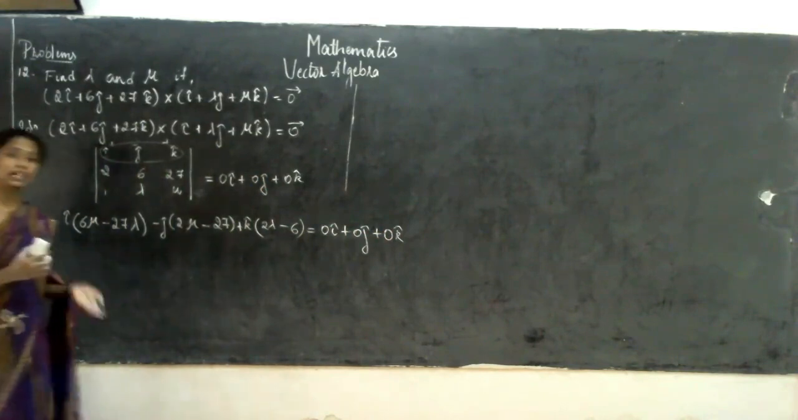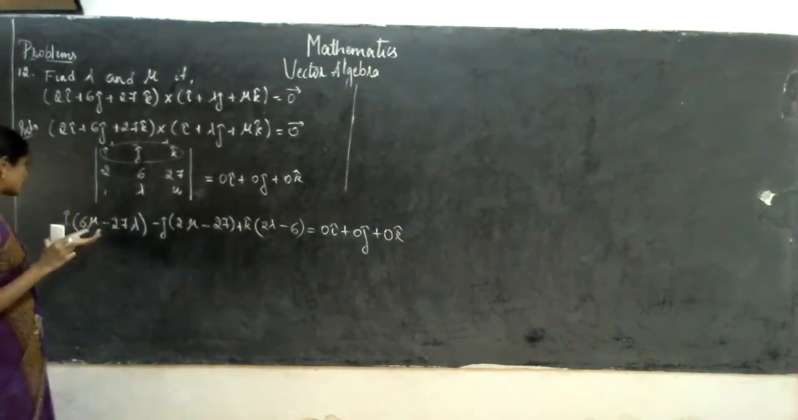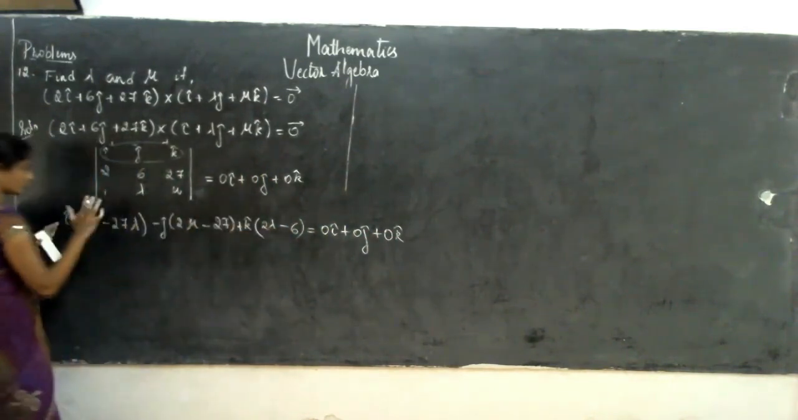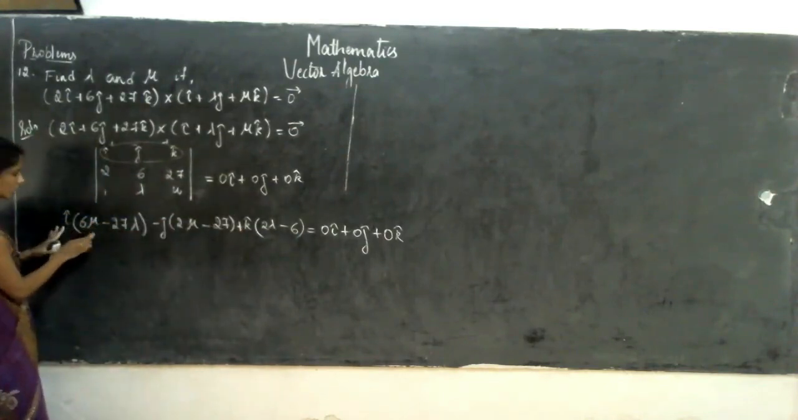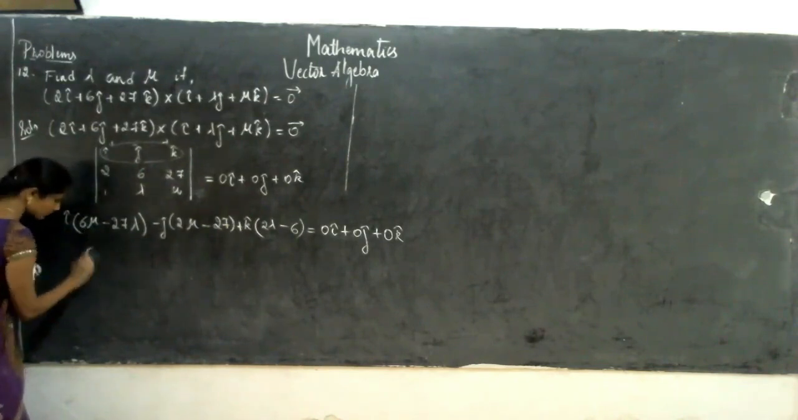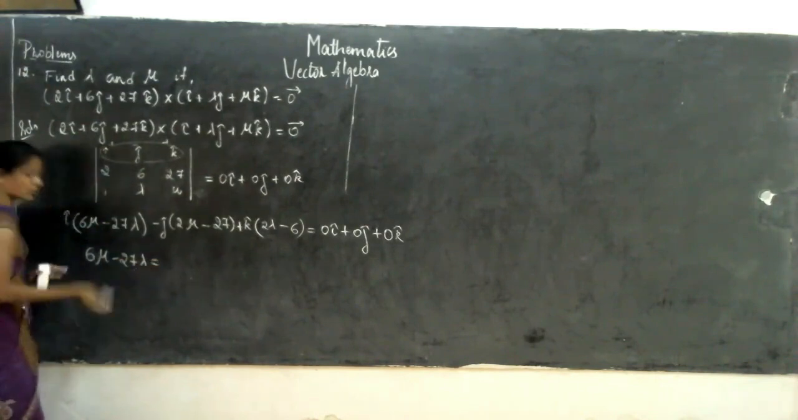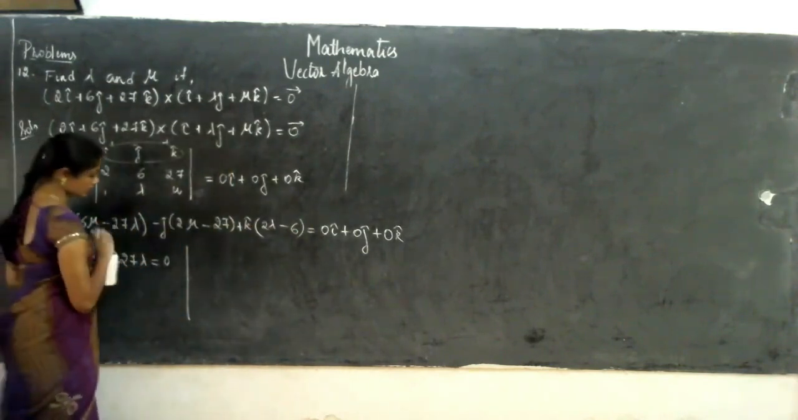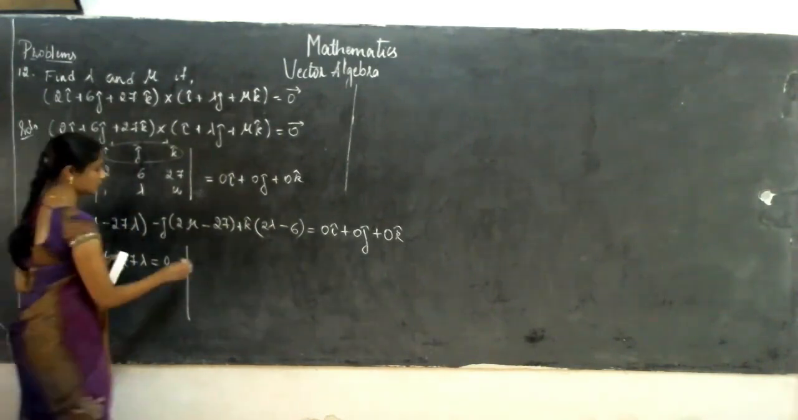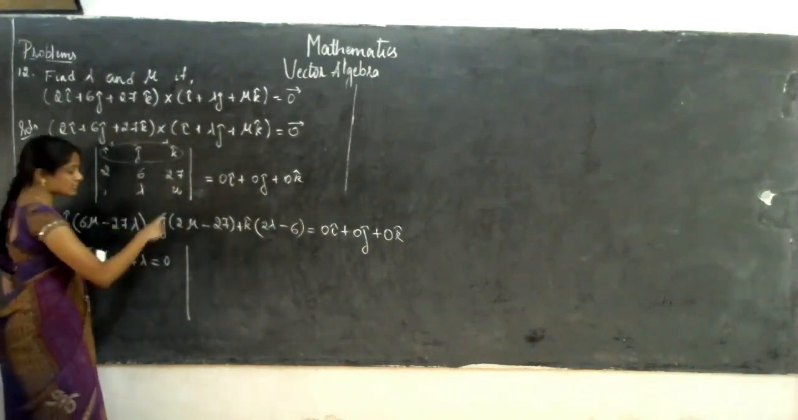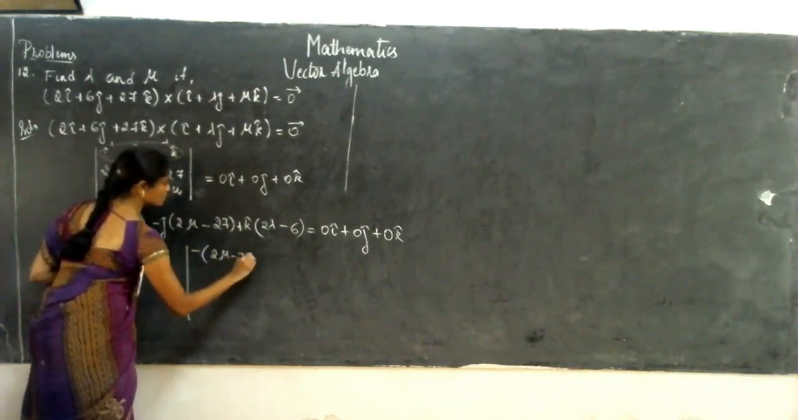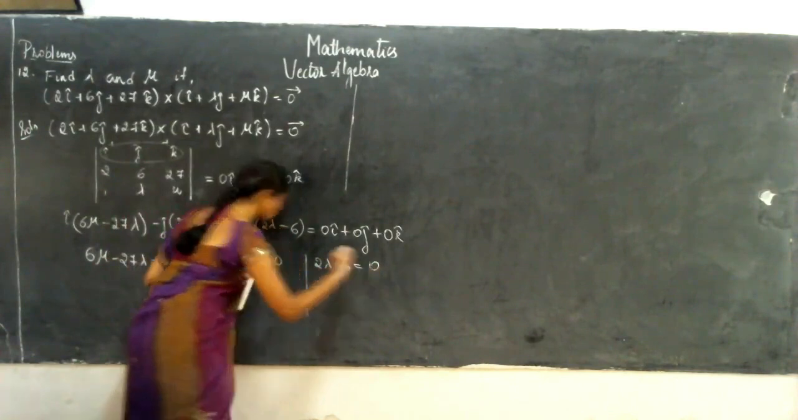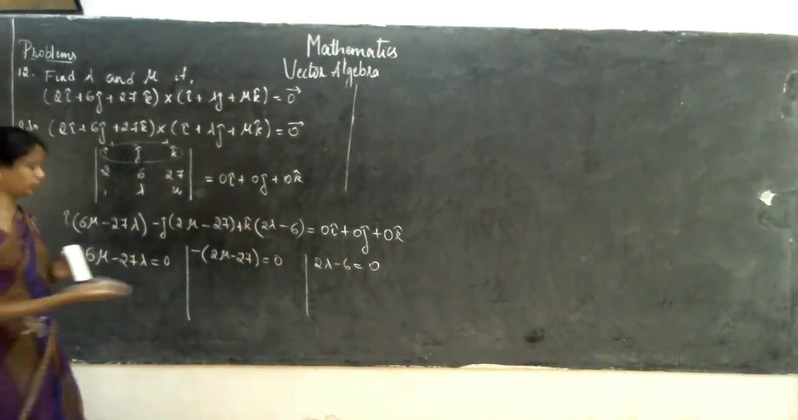Now, in order to find the value of lambda and mu, you should equate the i component with the i component, j with j, and k with k. Equating the i component from the LHS to the RHS: 6 mu minus 27 lambda is equal to 0. Similarly, let us equate the j component, where you should consider the sign: minus of (2 mu minus 27) is equal to 0. Next, equating the k component: 2 lambda minus 6 is equal to 0. So we need to find the value of lambda and mu. First I go to this one.